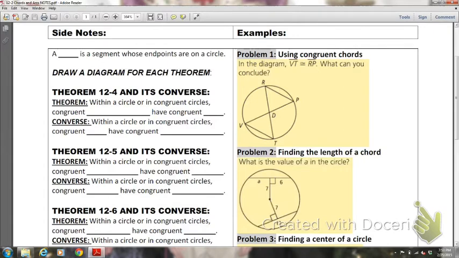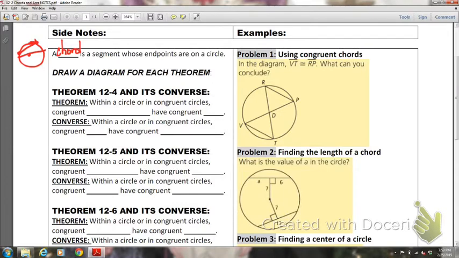The first one is the definition of a chord. A chord, C-H-O-R-D, is a segment whose endpoints are on a circle. So let's draw a little example in the margin here. I could have a chord that, as long as the endpoints are on the circle, is a segment whose endpoints are on the circle. That's a chord. Now, if the chord happens to go through the center of the circle, so if I have another chord here that goes through the center of the circle, then that chord is also a diameter of the circle.